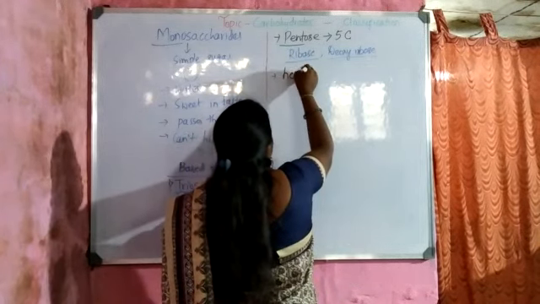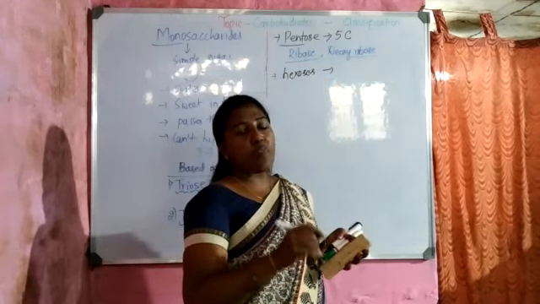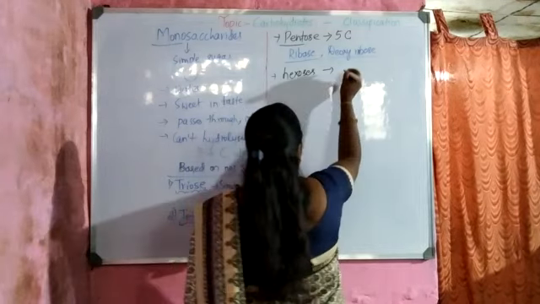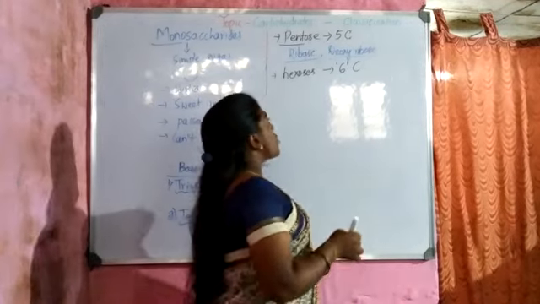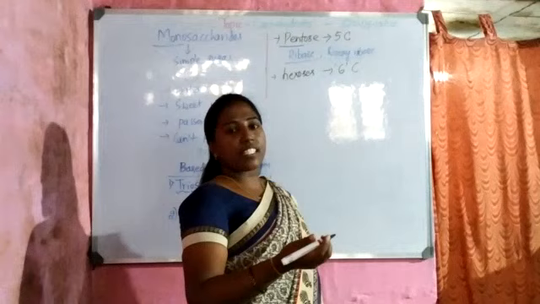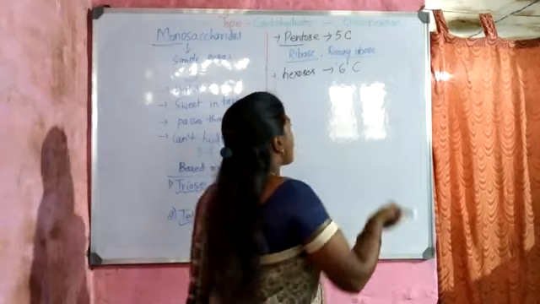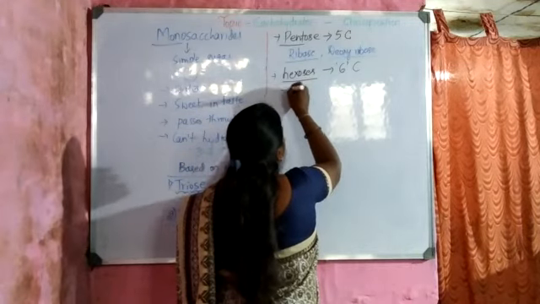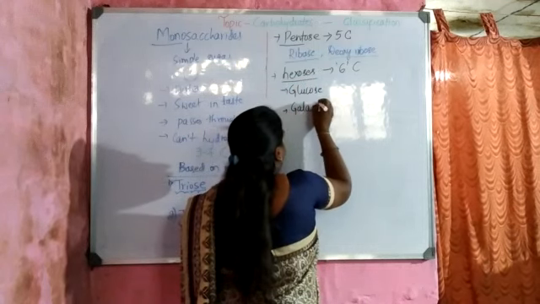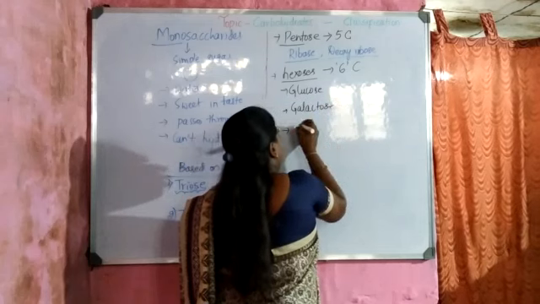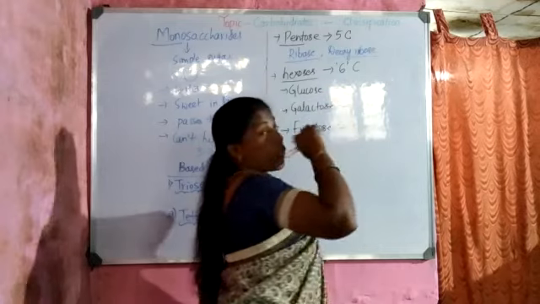The next one is hexose. Hexa means the simple sugars made up of 6 carbon atoms. The simple sugar made up of how many carbon atoms? 6 carbon atoms. The best examples for hexose are glucose, galactose, fructose. So these are the examples for hexose sugars.